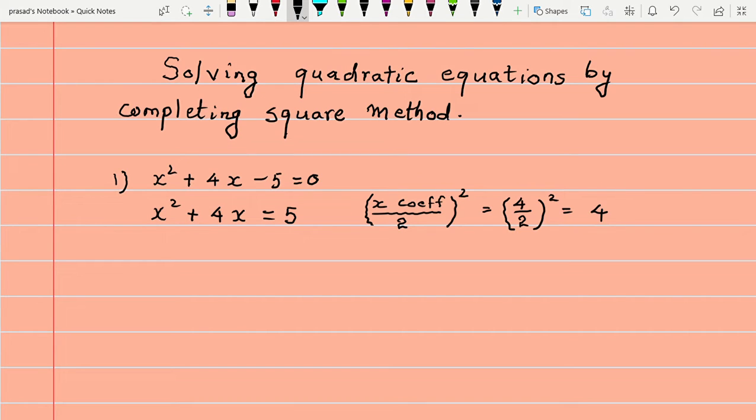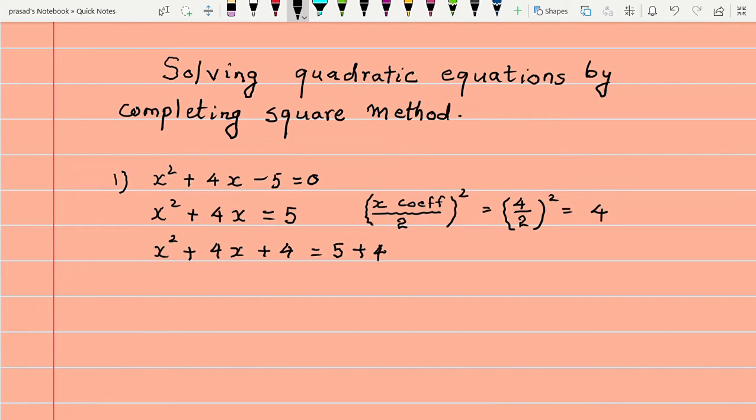Now keep one thing in mind, this is an equation. In an expression, since there is no other side, you just add and the same quantity you subtract. But in an equation, since there are two sides, left and right, whatever you add on the left side to balance, the same thing you will add on the right side. So I am adding 4 on both the sides.